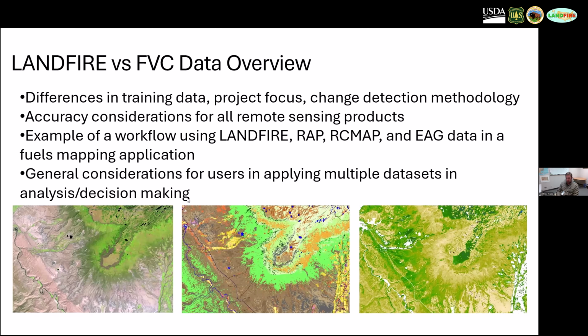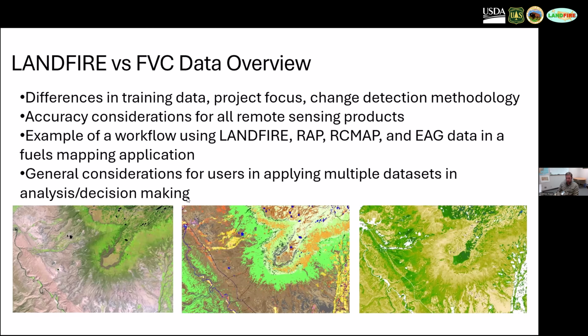I'm also going to talk about accuracy considerations for really all remote sensing products, including all three of the ones we're talking about today. We're going to go through an example of a workflow supplied by Matt Reeves in the Forest Service on using all of these data sets together in a fuels mapping application. And finally, we'll talk about some general considerations for users in applying data sets like these in their analysis and decision making.